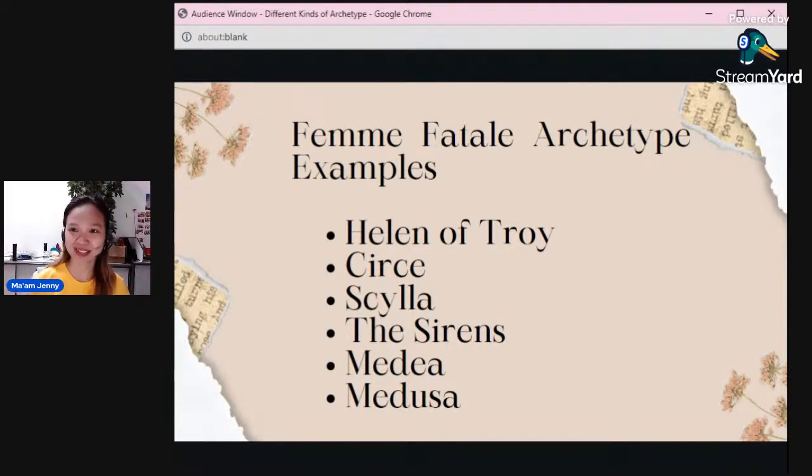So yung sa the Sirens, di ba? Masisiduce ka because, oh my gosh, ang ganda ng boses, so susundan mo, hanggang sa doon mo pala malaman na, oh my gosh, it's a monster. So tawag natin dyan is the femme fatale archetype.